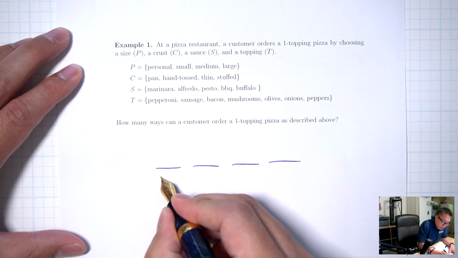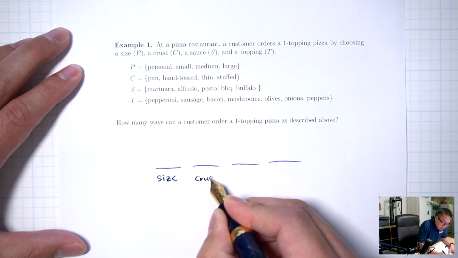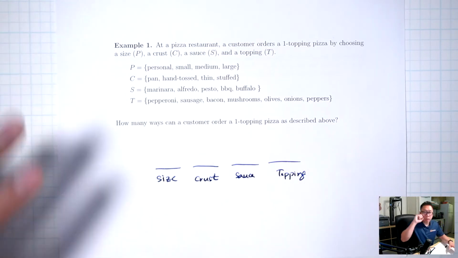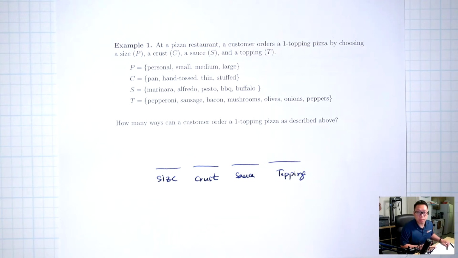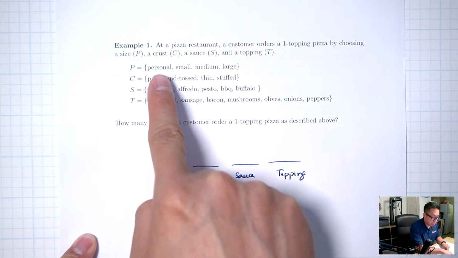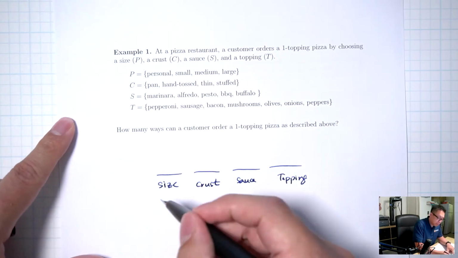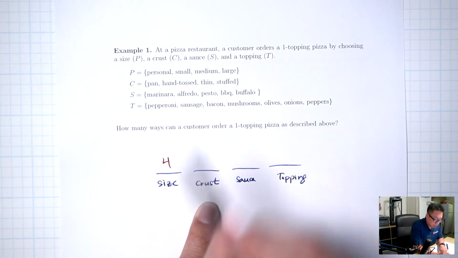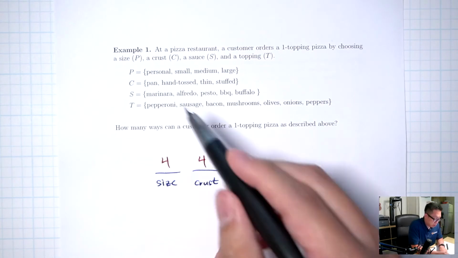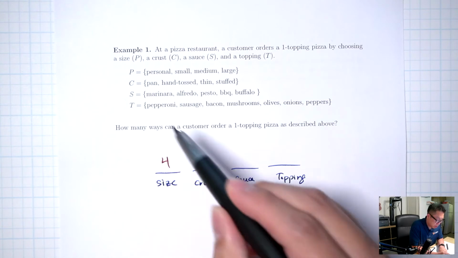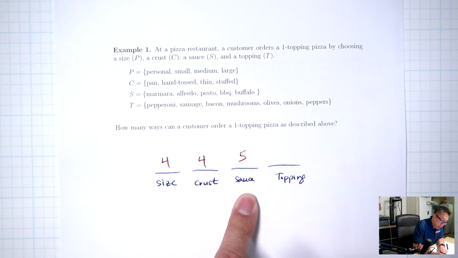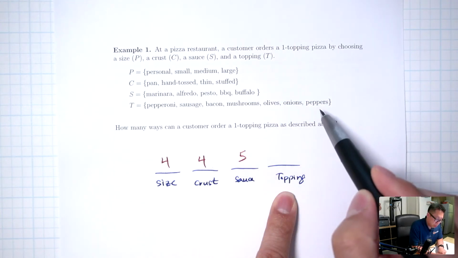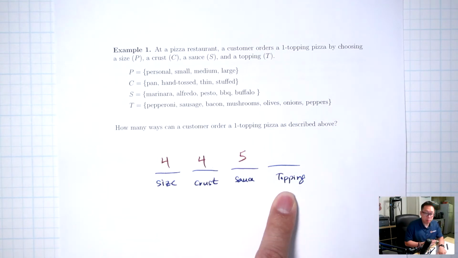The first one was for size, the second one was for crust, then sauce, and topping. All you do is for each blank, count how many options you have. For size, I can choose personal, small, medium, large, 4 options. For crust, I have pan, hand tossed, thin, stuffed. That's 4 options there. Sauce: marinara, Alfredo, pesto, barbecue, buffalo. How many is that? That's 1, 2, 3, 4, 5. 5 options for sauce. For toppings: pepperoni, sausage, bacon, mushrooms, olives, onions, peppers. That's 1, 2, 3, 4, 5, 6, 7 options for toppings.